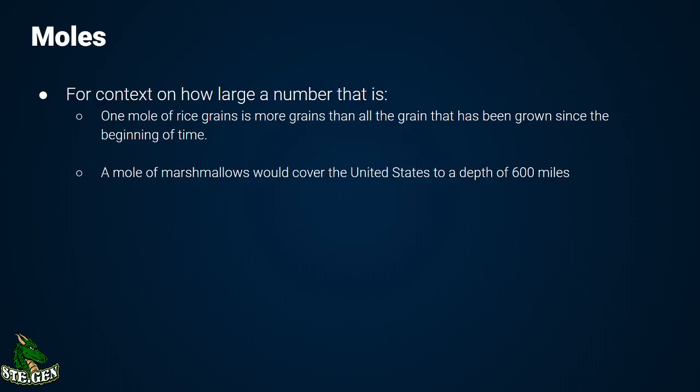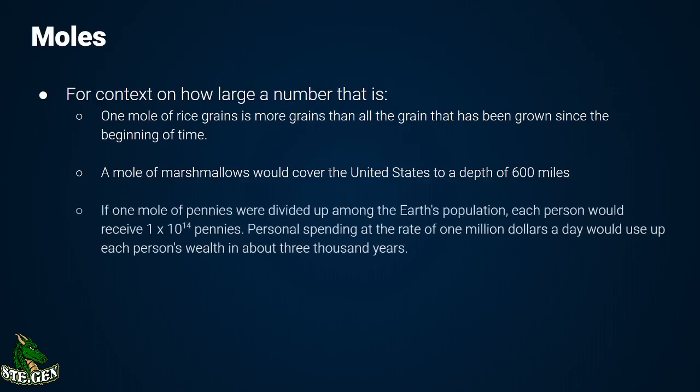1 mole of mini marshmallows would cover the entire United States to a depth of 600 miles. So you could have a 600-mile tall layer of mini marshmallows over the entire United States, coast to coast, Alaska, Hawaii included, if you had a mole of marshmallows. 1 mole of pennies, if it were divided up among the Earth's population, everyone would get 1 times 10 to the 14th pennies. And that's so much money that even if you spent $1 million a day, it would take you 3,000 years to use all of that up.